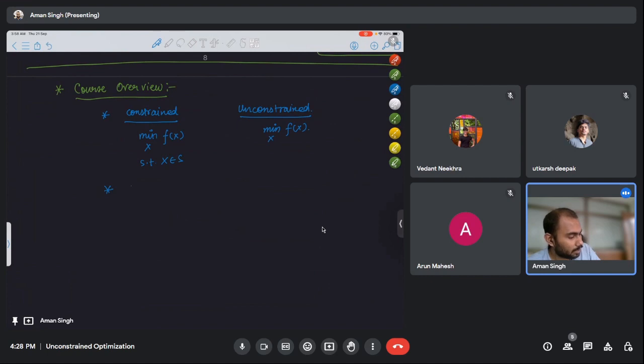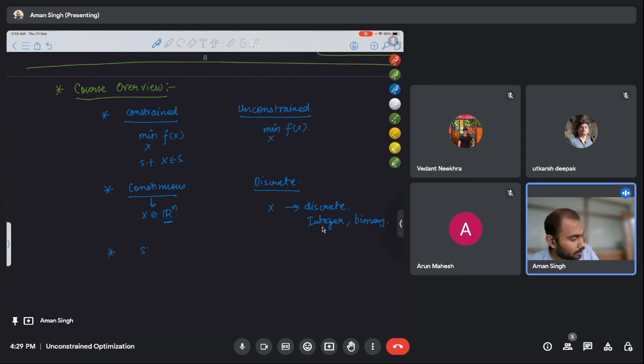Now there is another class, continuous and discrete, in which x takes discrete values like integers or binary values, and here the variable is continuous, most of the time it belongs to R, or R to the power n, and R is the real number set.